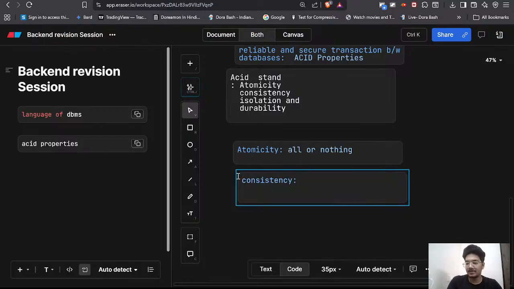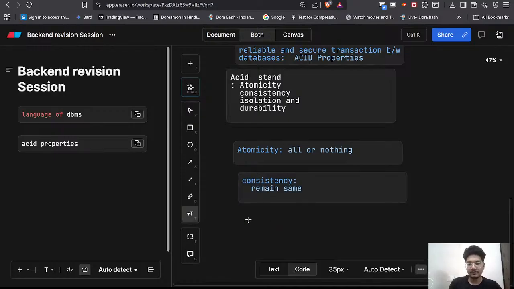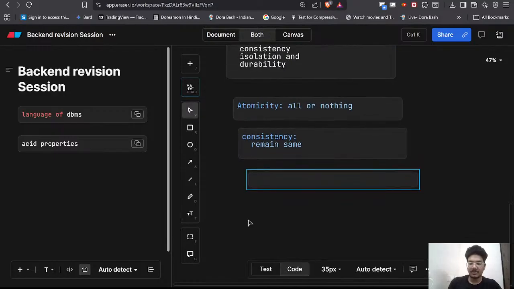Consistency means that the data must be consistent before and after the transaction. It remains the same. In simple words, the database remains the same before and after the transaction. After that, we have to learn about isolation.